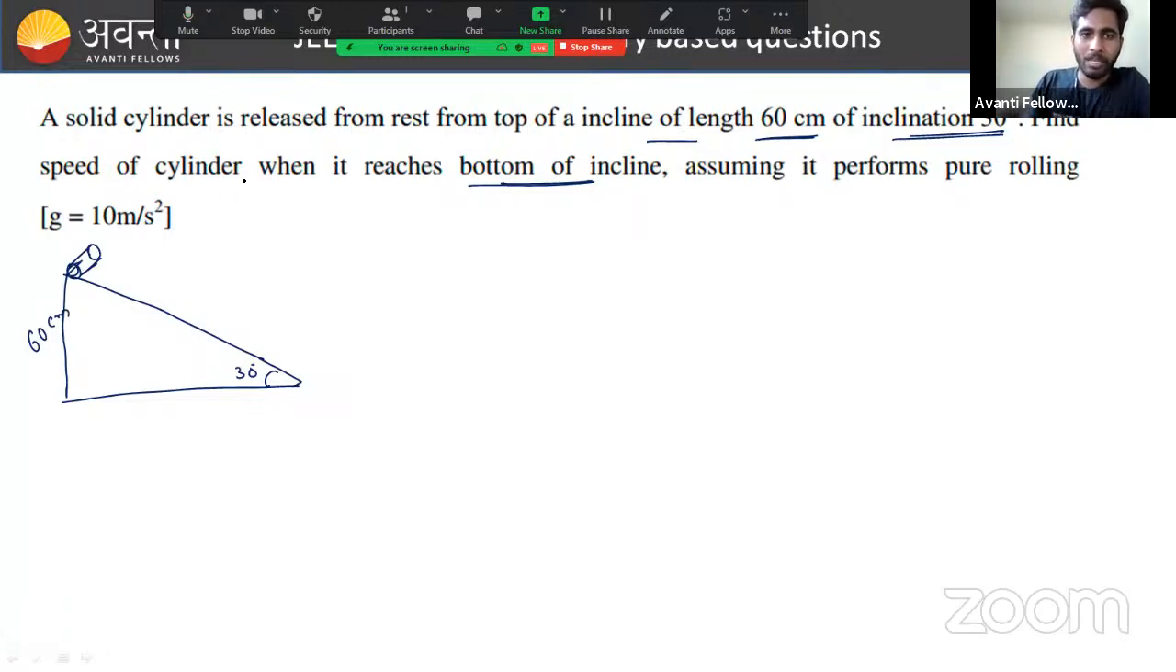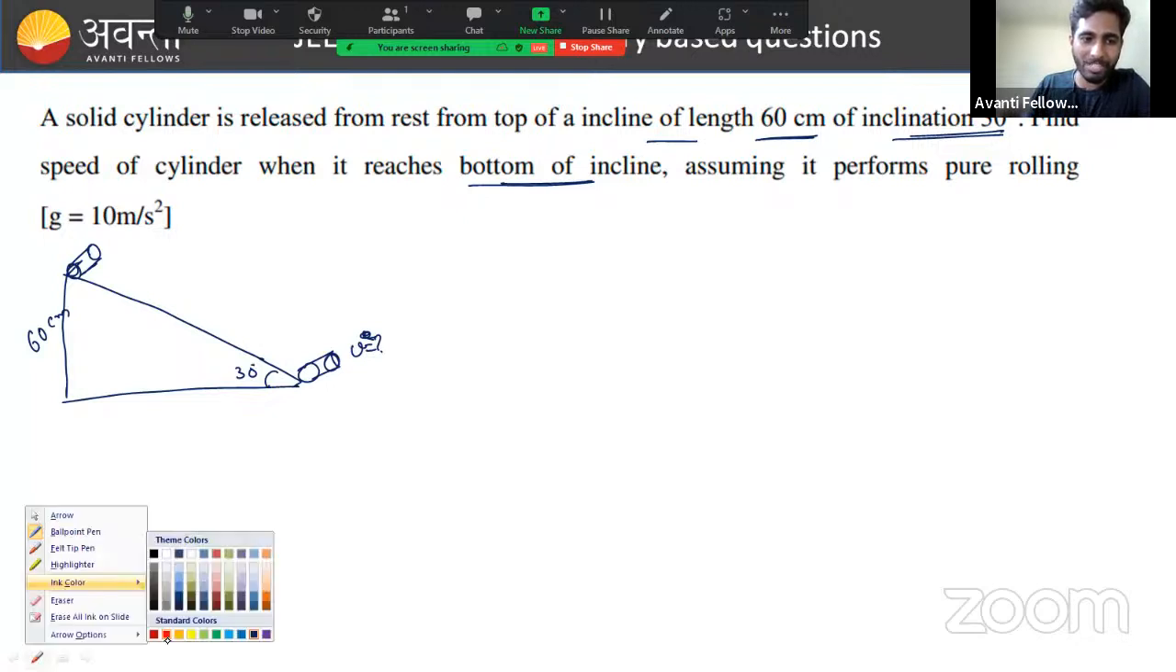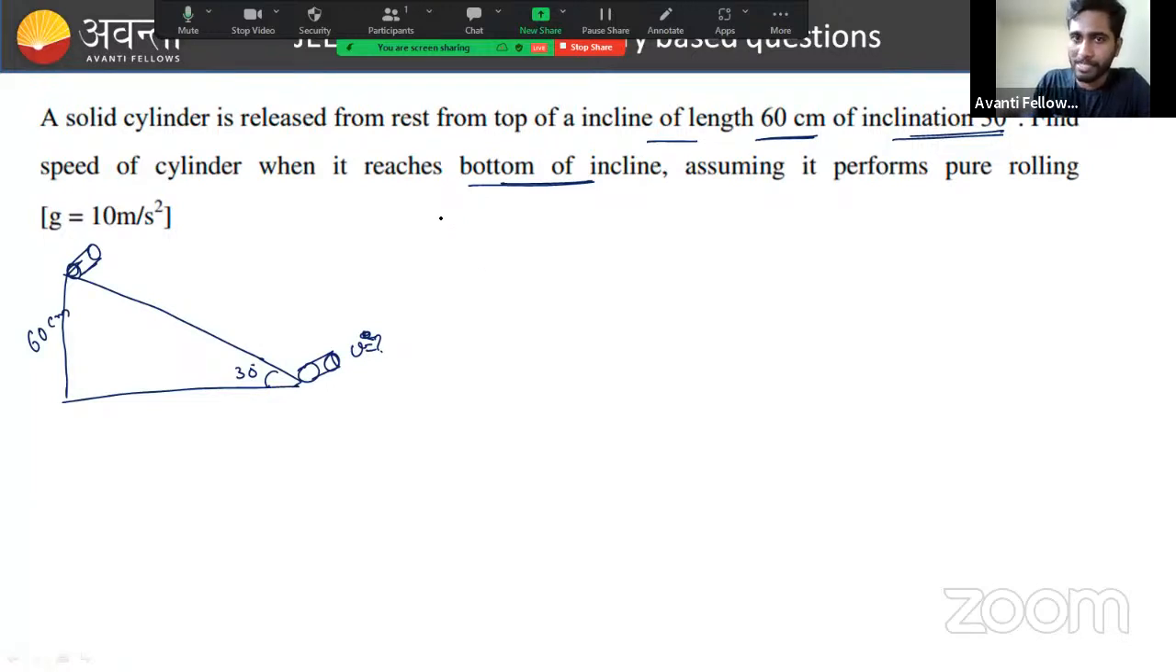When the cylinder reaches the bottom of the slide, what is its linear speed, they are asking. To solve this one, as I told yesterday, apply conservation of energy. Total energy will always be conserved here also. Total energy initial will be equal to total energy final.